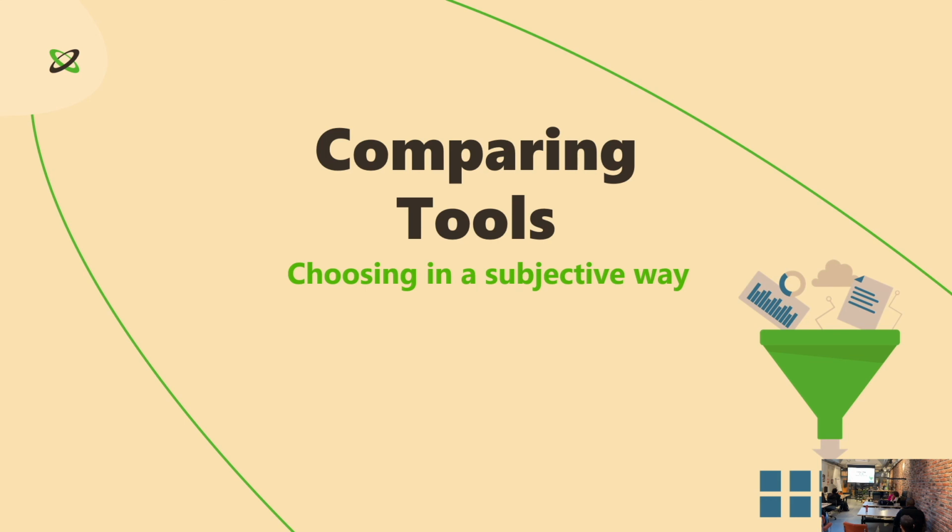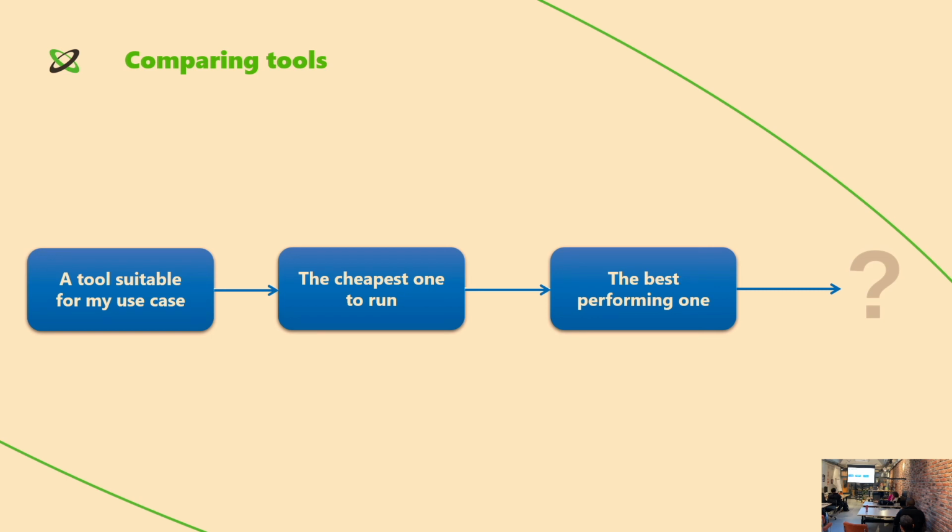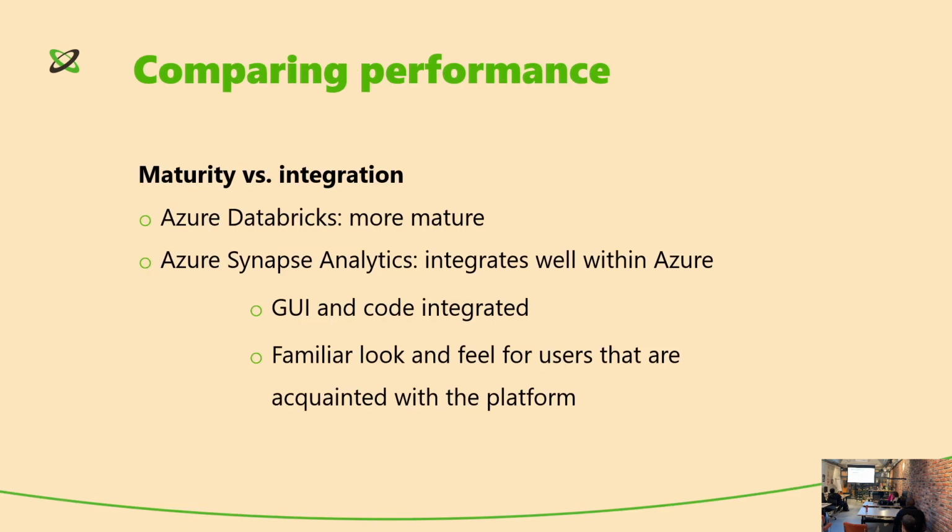Okay, so Henk thinks, I cannot make the decision based on what the tools can do, cannot make the decision based on costs, and also the best performing one was quite difficult. So what am I left with, actually? Maybe we make our decision more subjectively.